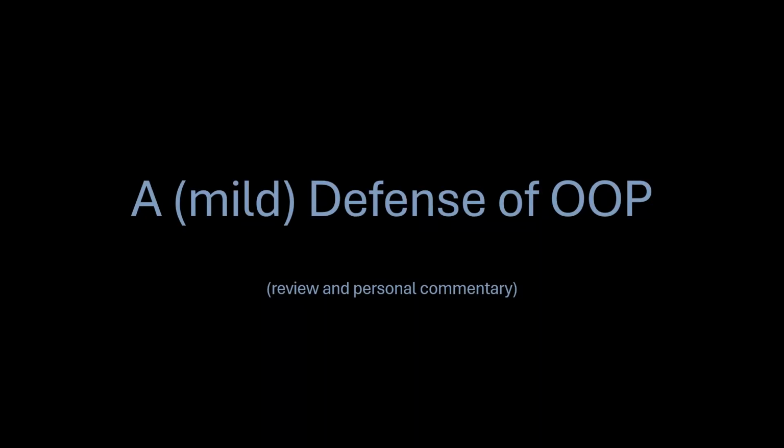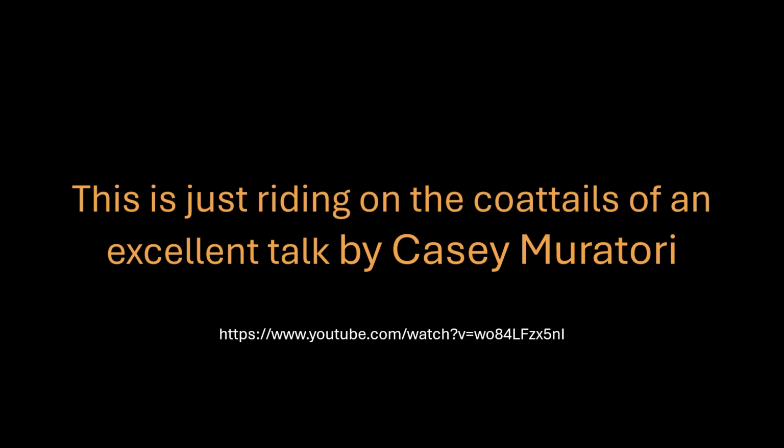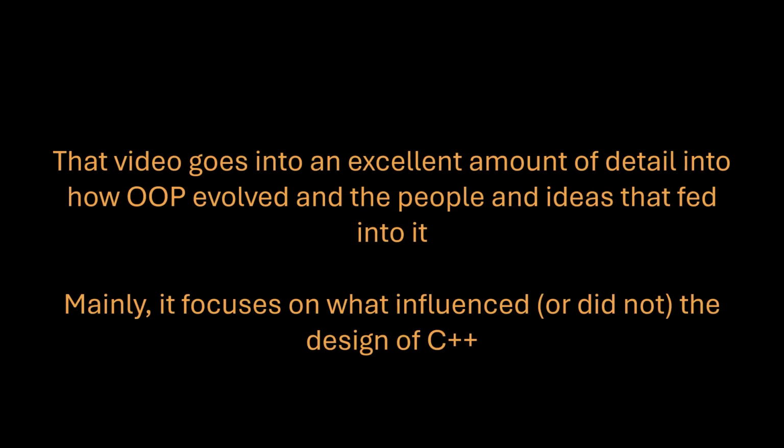This is a talk on what I call the mild defense of object-oriented programming. This was inspired by the talk given by Casey Muratori on what he called "Oops," the 35-year-old mistake. That video goes into an excellent amount of detail about programming languages and the history of object-oriented programming languages and how they influenced the design of C++. And he talks about certain ideas that he felt were maybe unfairly dismissed that could have been better suited than some of the concepts that were introduced in C++ in terms of class-based inheritance and so on and so forth.